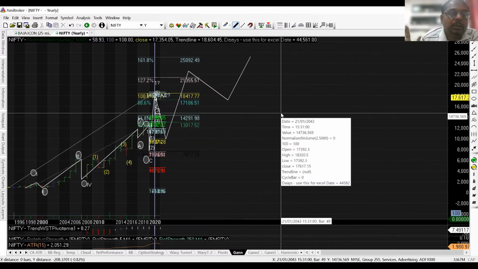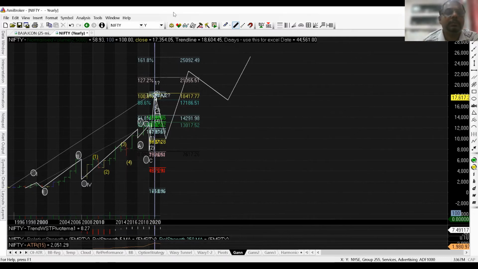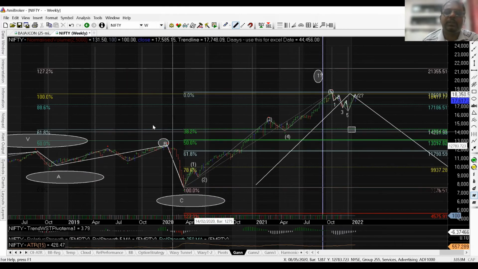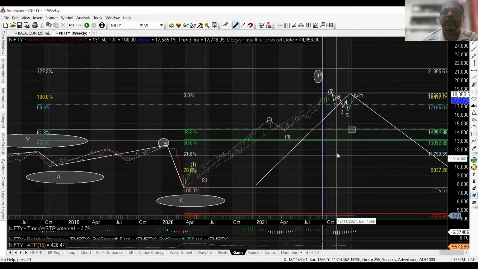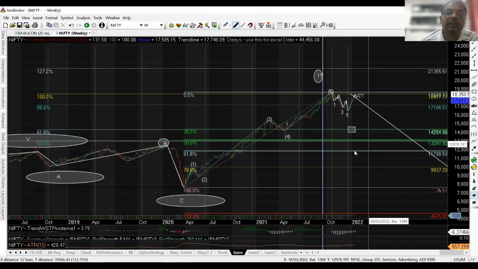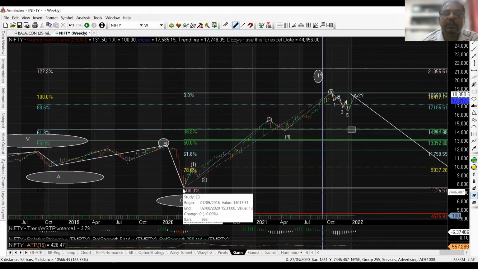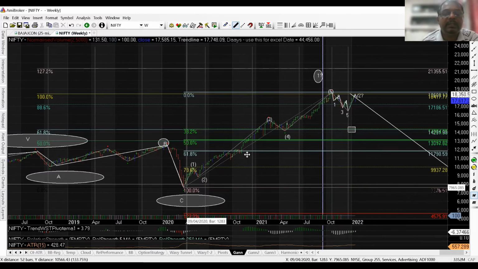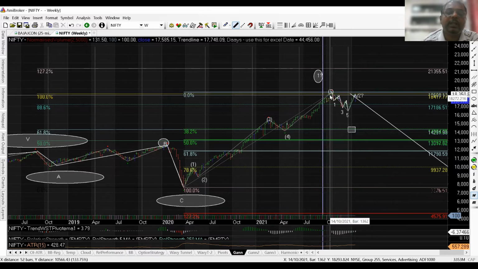I may be wrong. I don't care if I go wrong, because I want to make money. But you need to have a long-term view on the market. So let's go to weekly. I'm not getting into too much detail of the history of the market and other things. If I look at that last move, which I call wave 1 of wave 3, this has been a very, very aggressive move.